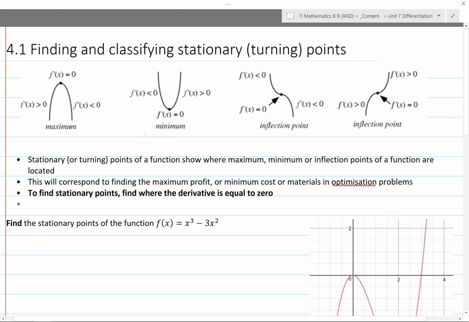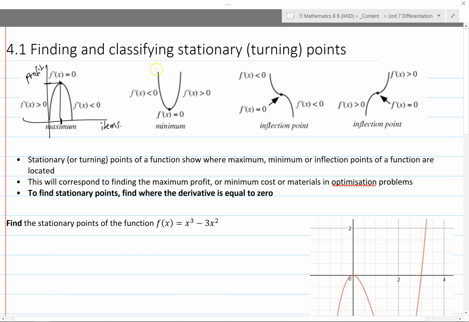In reality, these maximums and minimums might show us on a graph where the maximum profit may be, depending on the number of items that we sell. So we want to find that sweet spot, the right number of items to make maximum profit.